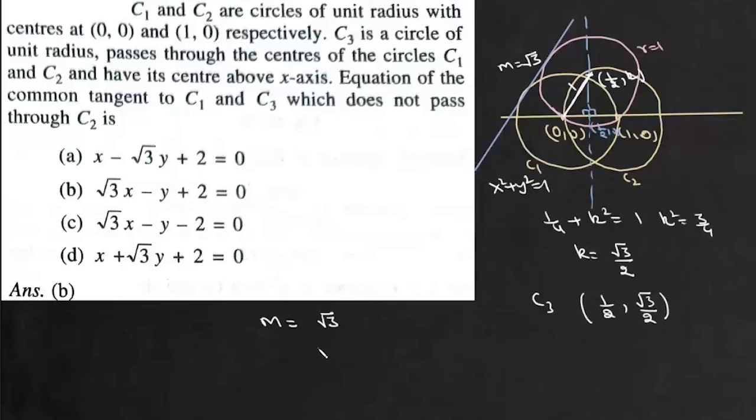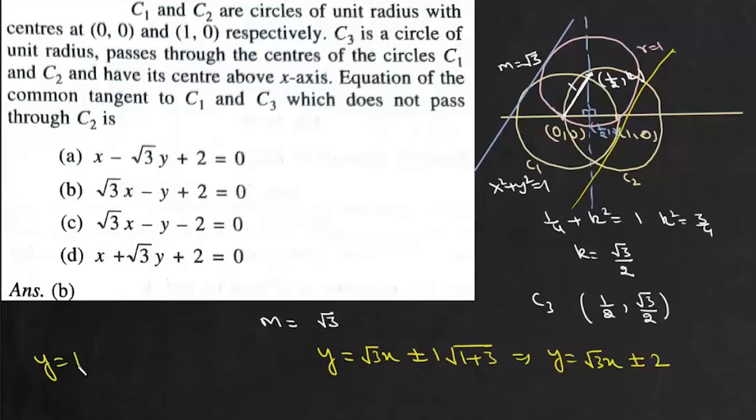So we know that the equation of a tangent is given by y equals mx plus minus r under root 1 plus m square. So this equation will be y equals root 3x plus or minus 2. Now there will be two such tangents. We are interested in this tangent where the y-axis intercept is positive. So the equation of this tangent is given by y equals root 3x plus 2, or root 3x minus y plus 2 equals 0, and that's your option B.